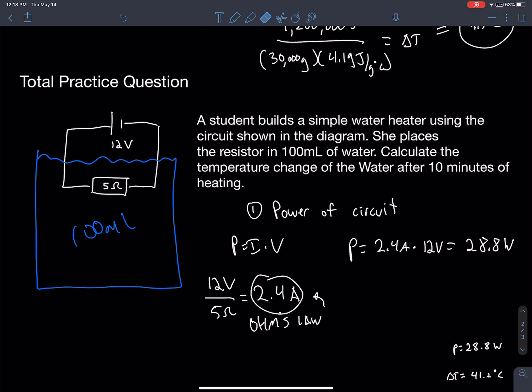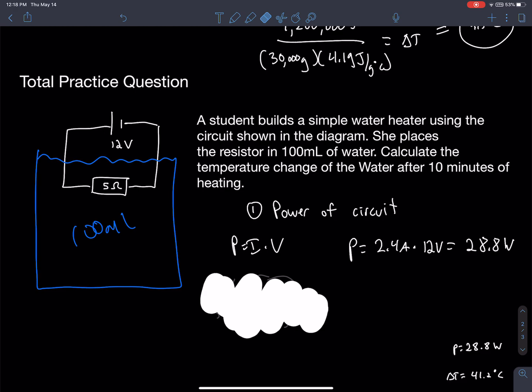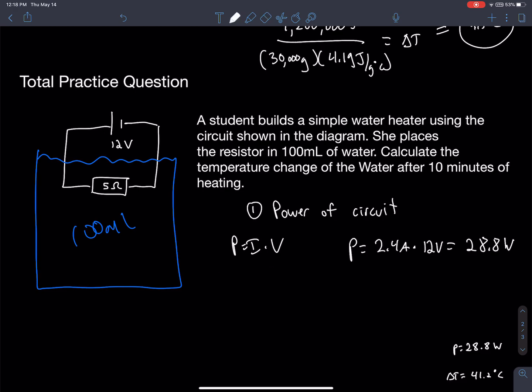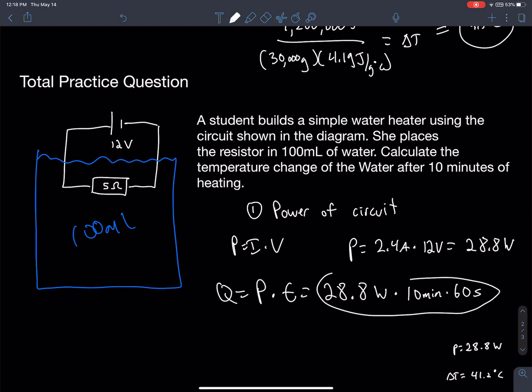But then after getting that, I should be able to calculate the amount of heat added. So the amount of heat added is equal to the power times time, which is 28.8 watts, times how much? 10 minutes, 10 minutes times 60 seconds is going to give me the total amount of heat added.